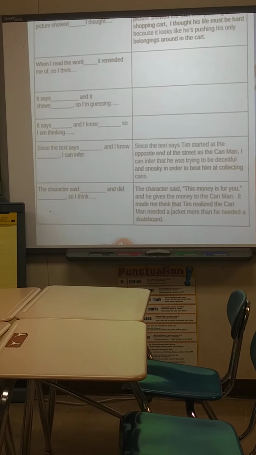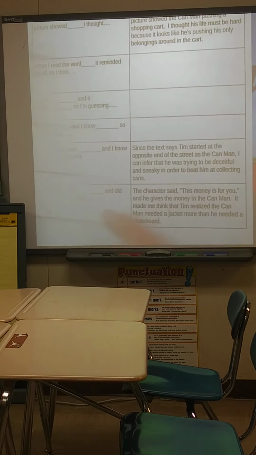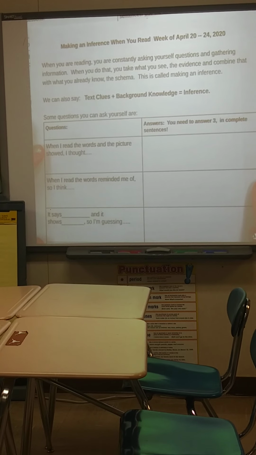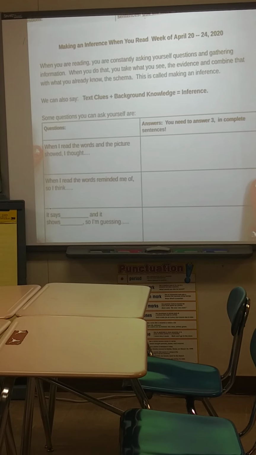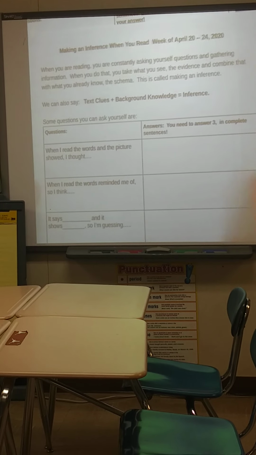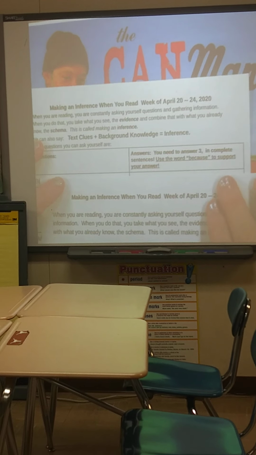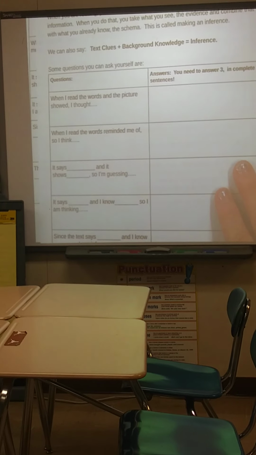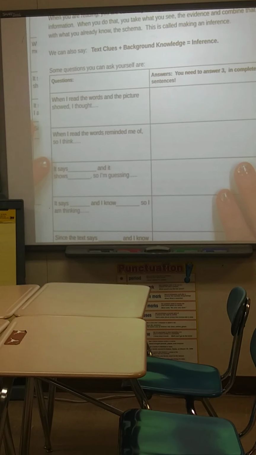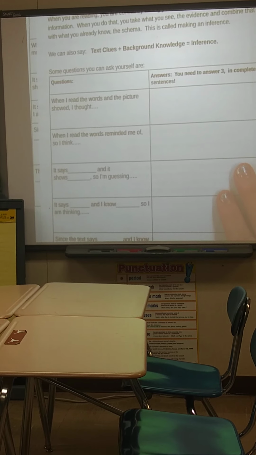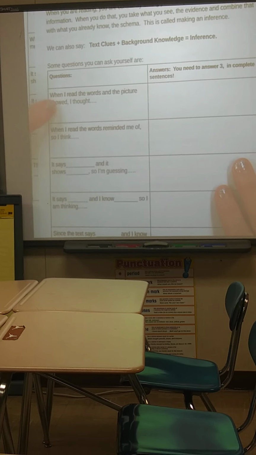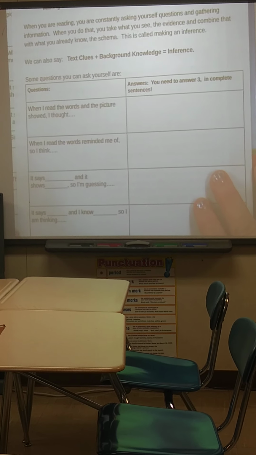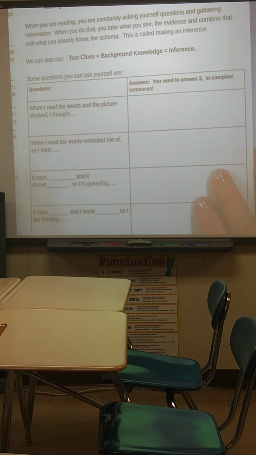This week in reading, you are going to be doing the same thing. You will find your own inference chart. You are going to answer 3 of the provided questions. Please make sure that you are using support evidence from the text to answer these questions. If you have any confusions, any questions, please go back into the text and look for evidence that will support these questions to help you find your answers. 5th grade, text clues plus background knowledge means inference.